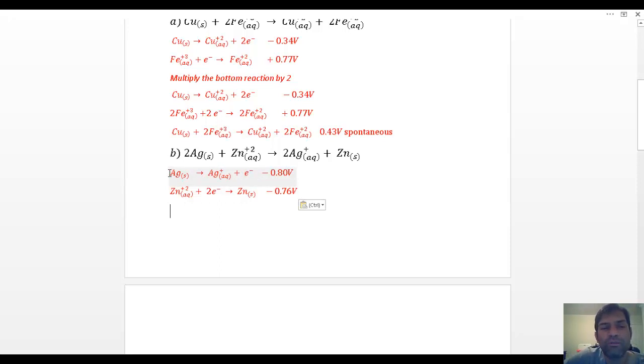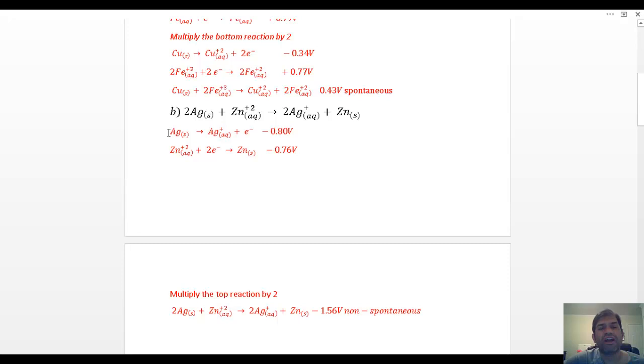In order to do that, we'll multiply the top half reaction by 2 and then add them up. So we multiply this top half reaction by 2. The voltage stays the same. We do not change that voltage. After multiplying this by 2 and canceling out the electrons, this is our final answer, which is the same thing as the original problem. But adding up those voltages, we're getting minus 1.56 volts, negative voltage, something that's not going to happen. So this is a reaction that is not positive.